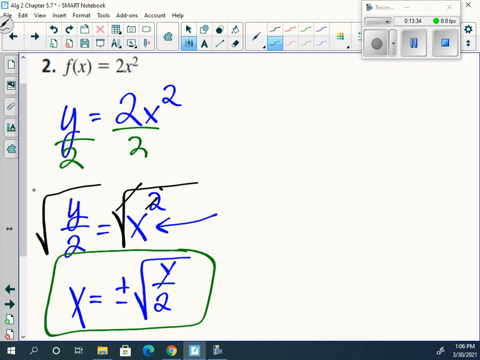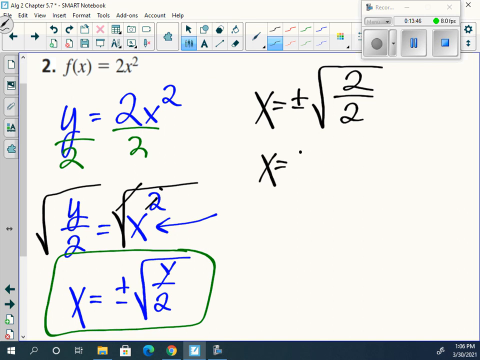Well, now we need to plug it in and find the output when the input is 2. Well, 2 divided by 2 is 1. And the square root of 1 is 1.